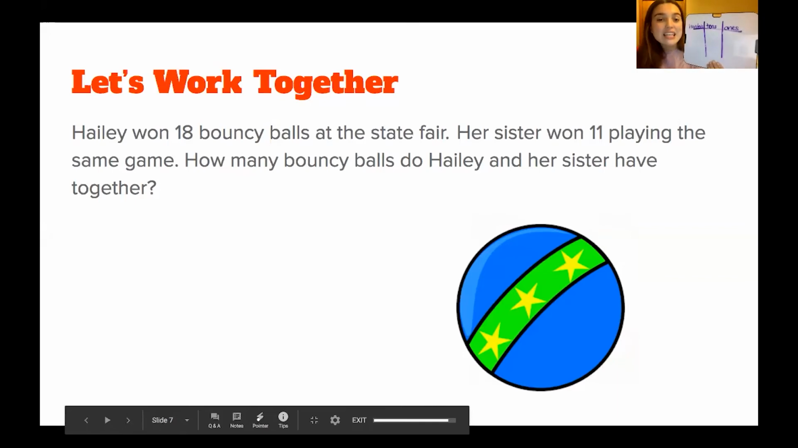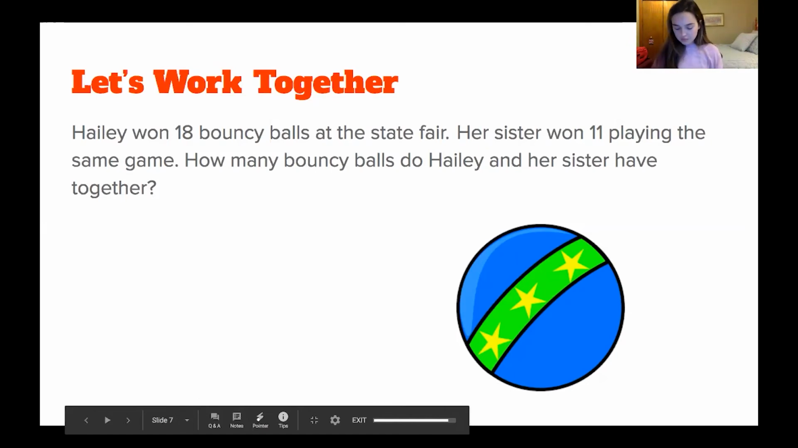Haley won 18 bouncy balls at the state fair. Her sister won 11 playing the same game. How many bouncy balls do Haley and her sister have together? All right, so hopefully you have this chart down. When I see this problem, I can see that we are adding these together because she has 18 and her sister has 11, and they are asking what the answer is if we combine them, if we put them together, or if we add them.